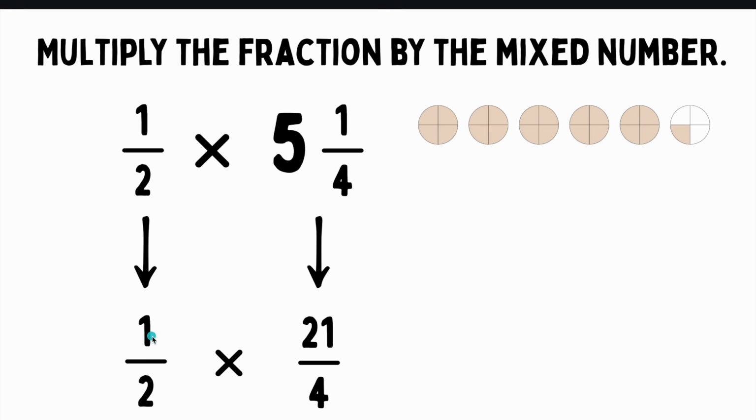Let's multiply the numerators. 1 times 21 equals 21. Now let's multiply the denominators. 2 times 4 equals 8. The product is 21/8. Now let's turn this fraction greater than 1 into a mixed number.